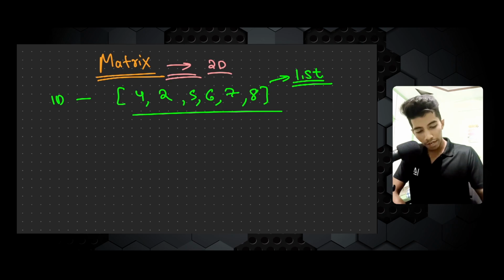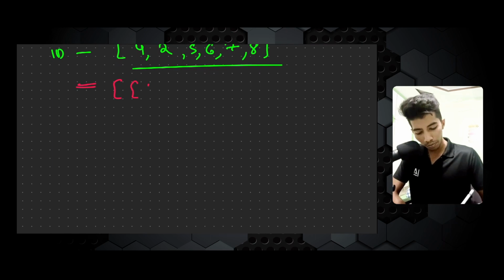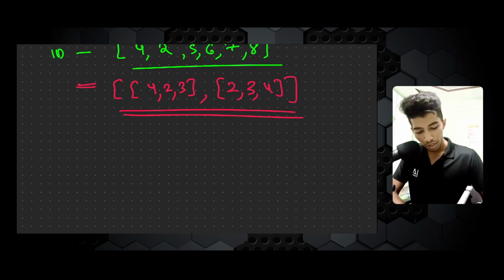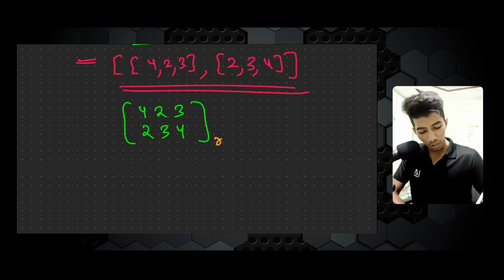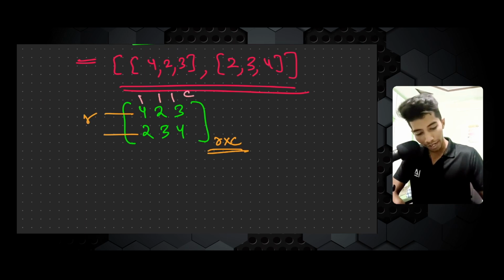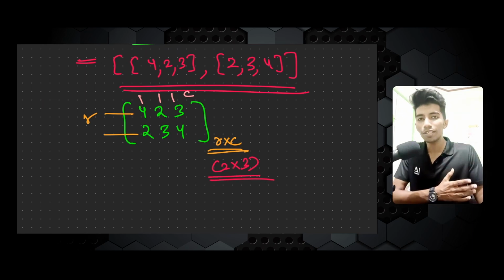And suppose I create a nested list like this, that becomes a matrix. So how do we write a matrix? Like 4, 2, 3, 2, 3, 4. How do we represent it? We represent it as rows into columns. These are considered rows and these are considered columns. So I can write it as a 2 cross 3 matrix, right?